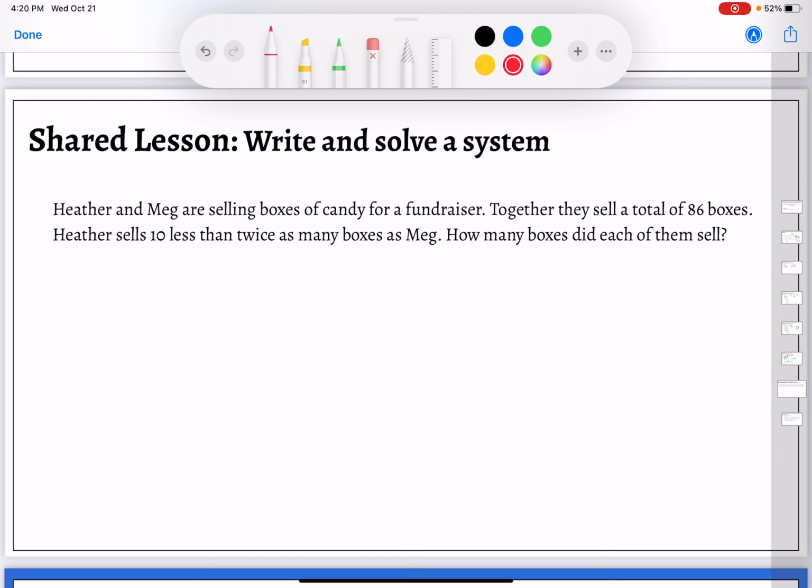There are just so many times when you have two different things changing in a situation where you need to figure out when it balances out or when one is better than the other. And so systems are things that pop up all the time. So here's an example for you.